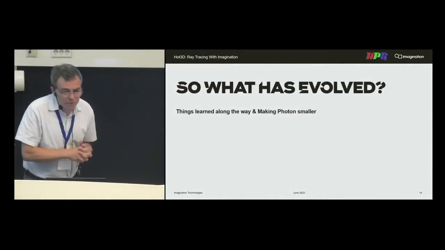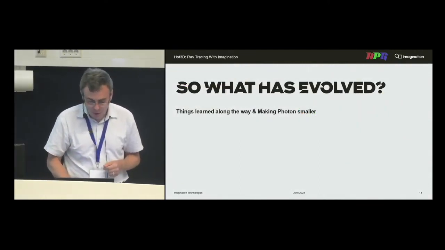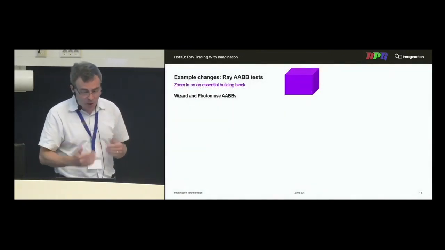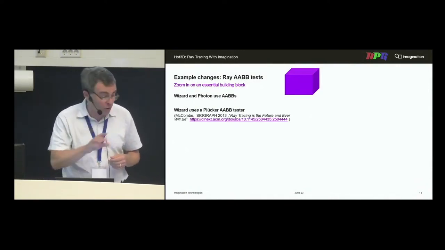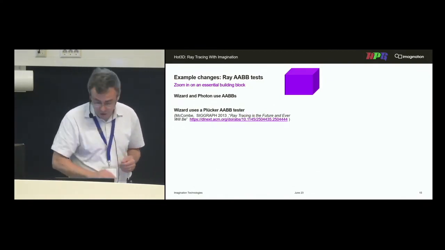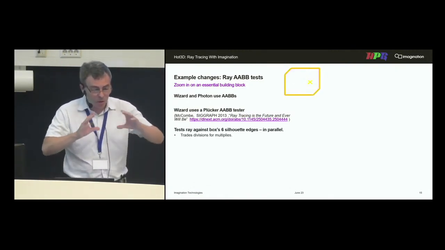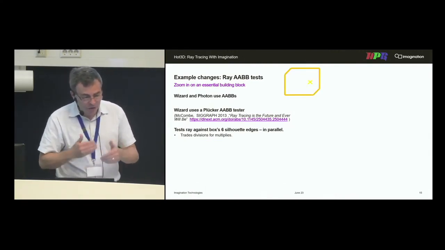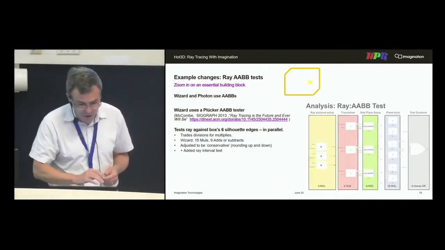Okay, so what has evolved? What have we learned along the way, and how did we make Photon even smaller? Well, as I said, Wizard and Photon both use AABBs, but Wizard uses Plücker coordinates. There's an interesting talk by James McCombe at SIGGRAPH 2013, which is well worth watching. In Plücker coordinates, you basically test the ray against the box's 6 silhouette edges, all in parallel, which is great for hardware. And the system trades divisions for multiplies, because multiplies are cheaper than divisions.